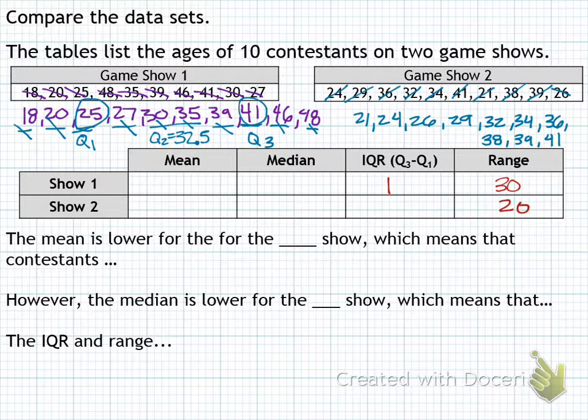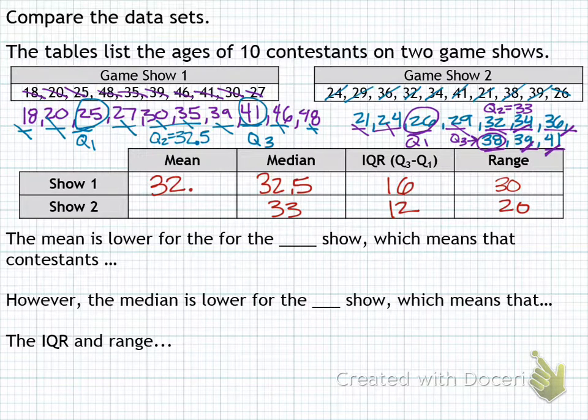Okay, and I can subtract to find the interquartile range here. So 41 minus 25 is 16. And then the median was given, remember I found that first, so that's the same as Q2, it's just 32.5. I can do the same thing for game show 2. I cancel out, find the median, that's 33, then I cancel out on each side to find the quartiles, and I get 33 as the median and then 12 as the interquartile range.